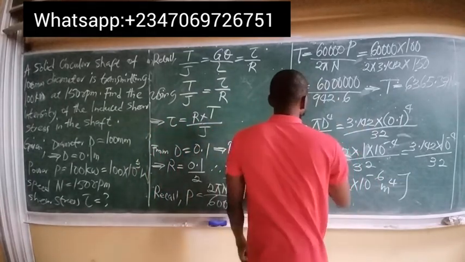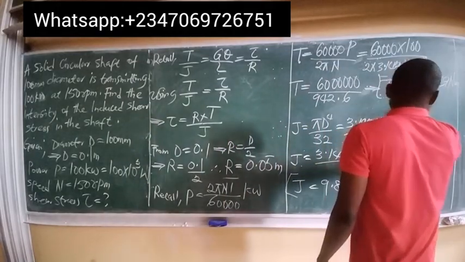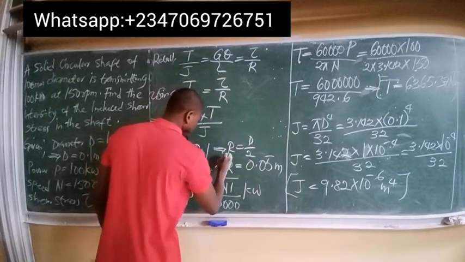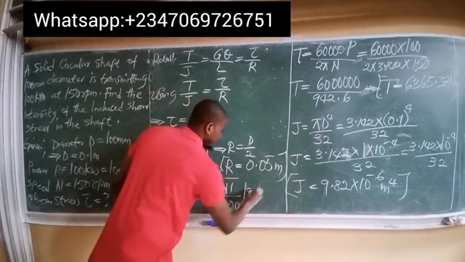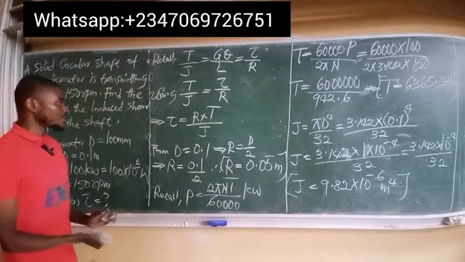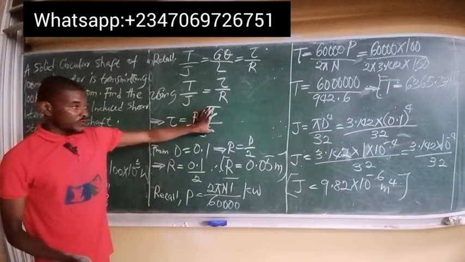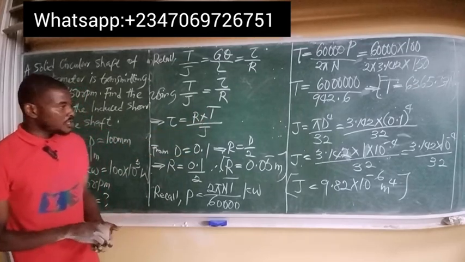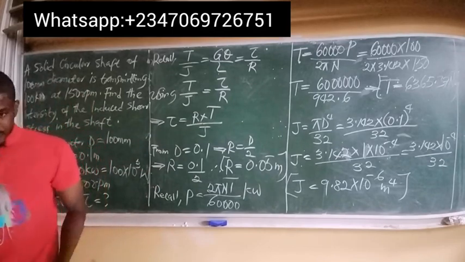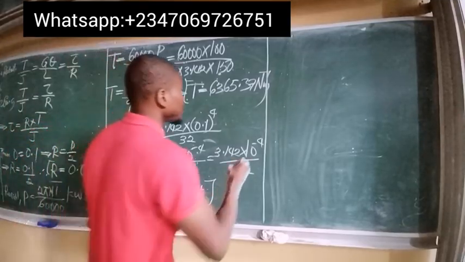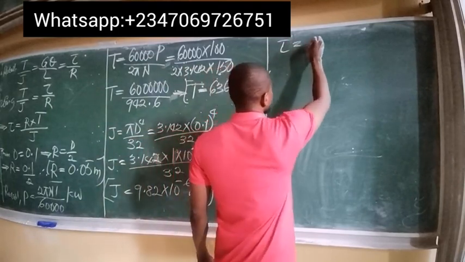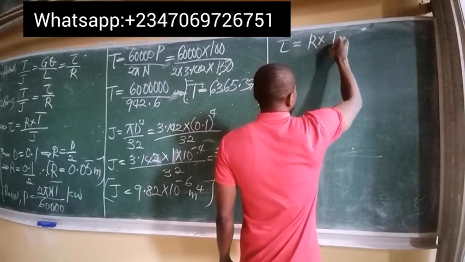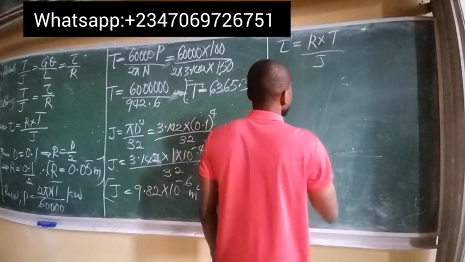So we've obtained J, we've obtained the value for the torque T, and we've obtained the value for the radius. So we can simply now substitute those values into the given equation for shear stress: radius times torque all over second polar moment of inertia. So let's do that over the other side. Shear stress is simply radius times torque all over J.